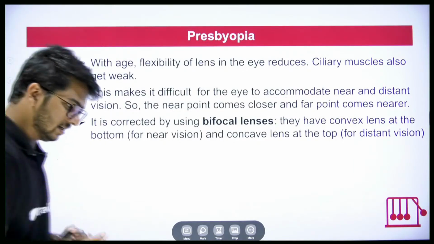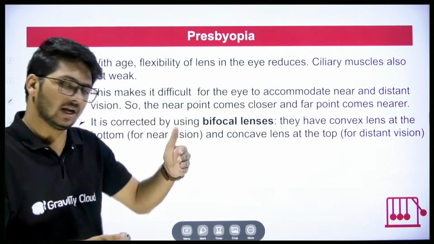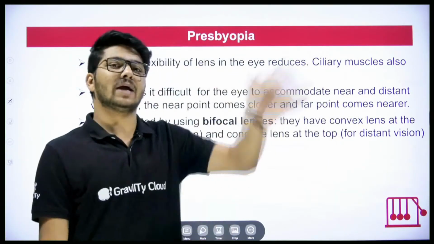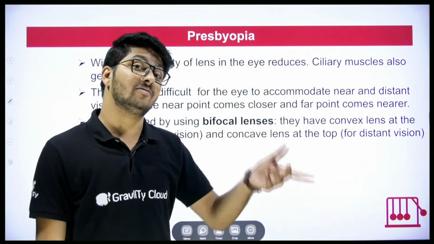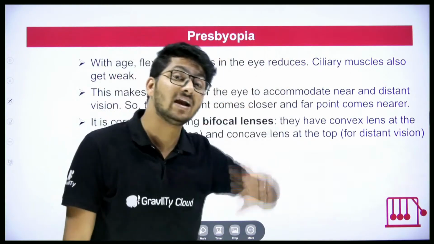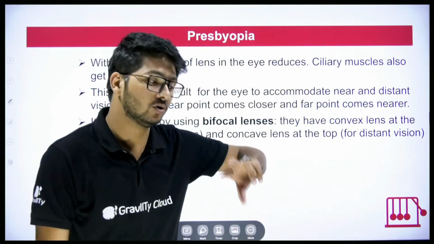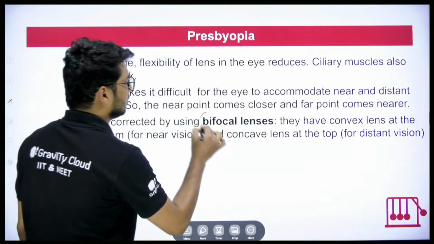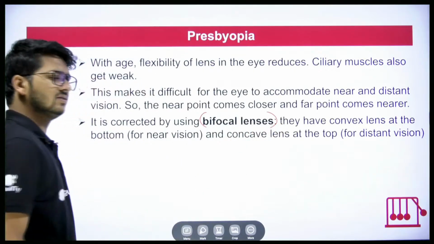And how do you correct it? See, we are not able to see near objects as well as far objects. It's like both myopia and hypermetropia. Then we should use both convex and concave lens. So we should go for their combination. That's why we use something called bifocal lenses.